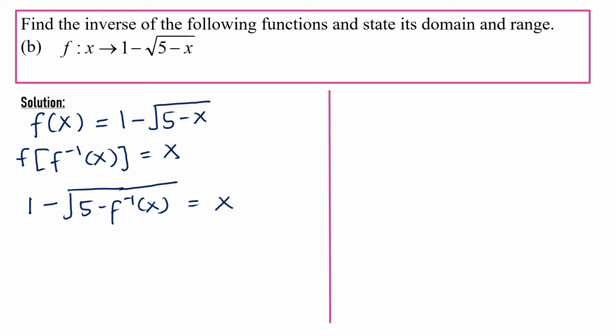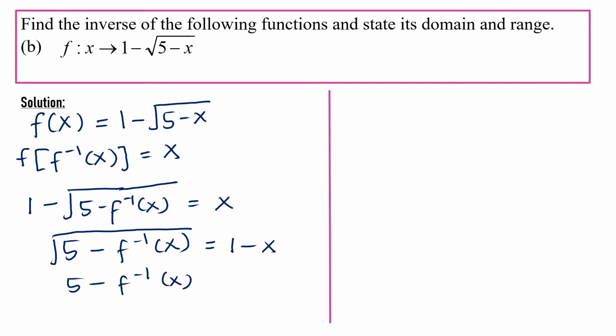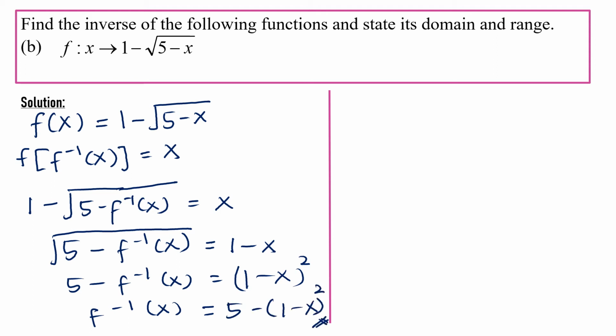Then we rearrange this one. We should have 5 minus f inverse of x equals 1 minus x, then 5 minus f inverse of x equals (1 minus x) squared. And then we have f inverse of x equals 5 minus (1 minus x) squared. So this is the inverse of the function.